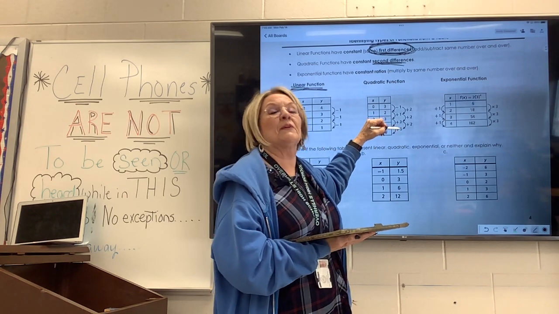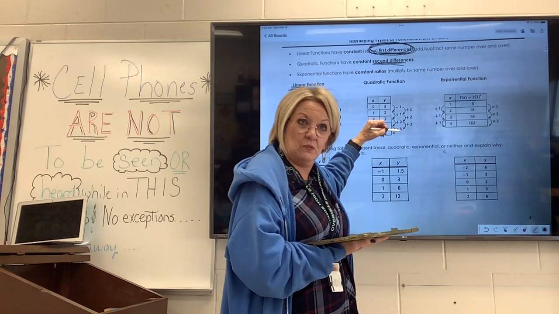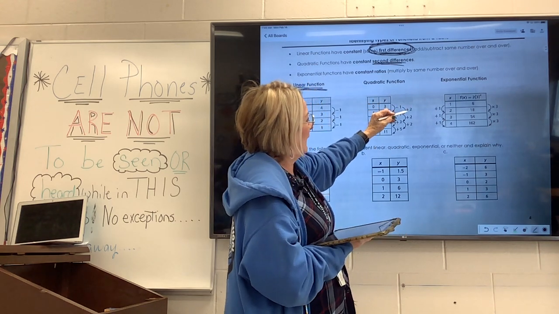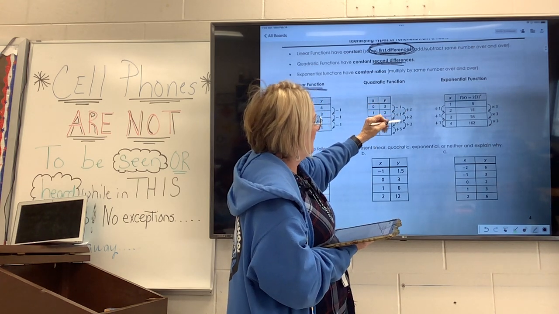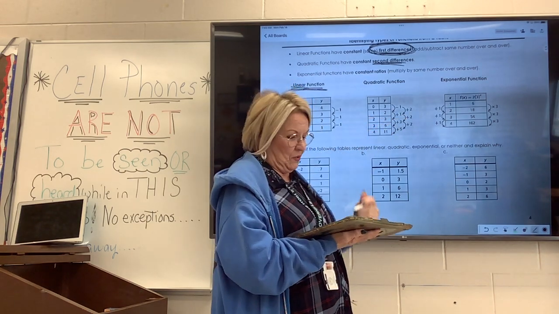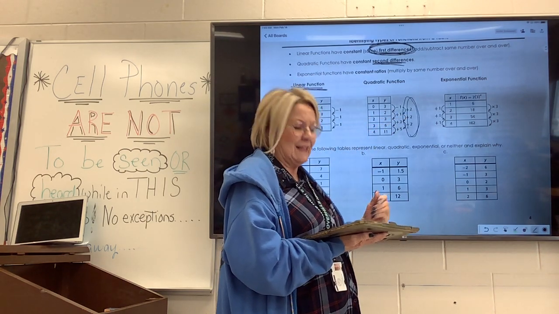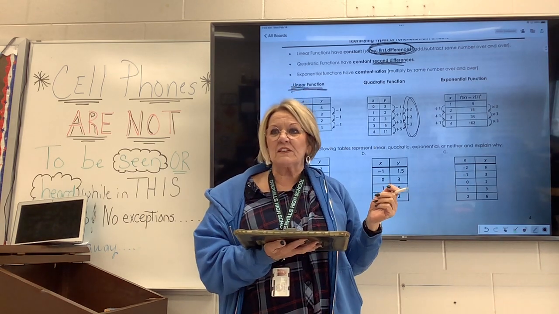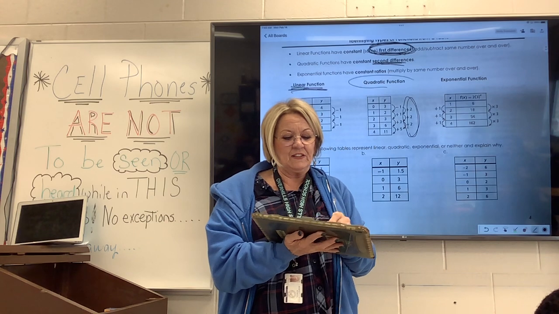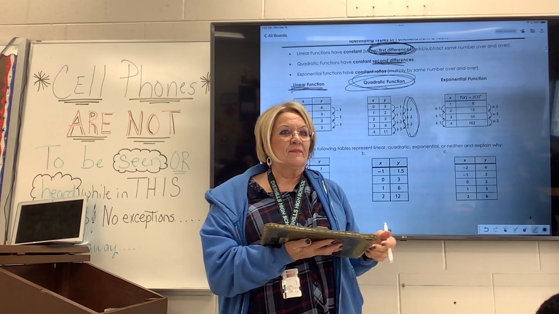Well, I'm not going to stop. I'm going to try it one more time and only one more time. From -1 to +1, they added 2. From 1 to 3, they added 2. From 3 to 5, they added 2. They have a constant second difference or change. If it's a constant second change, it is quadratic data.